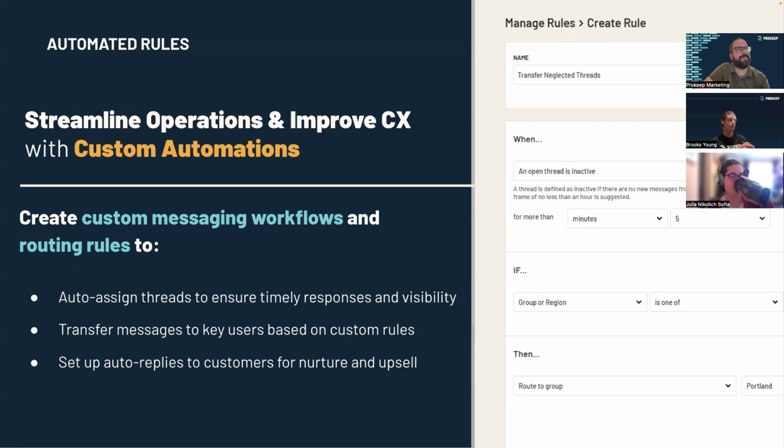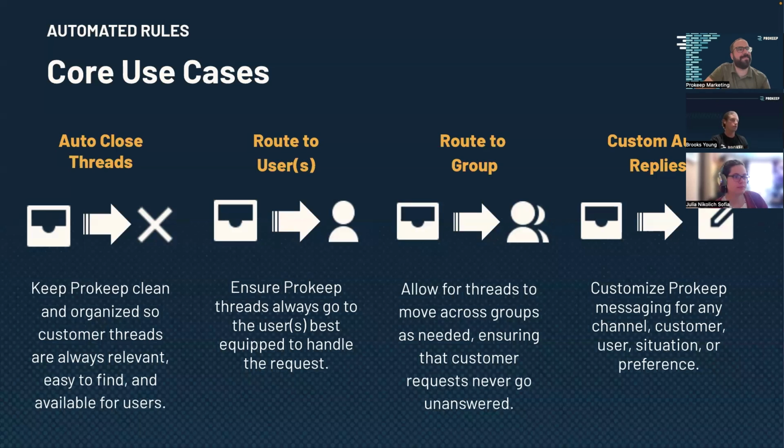So a lot of really awesome features that will hopefully allow you and your teams to be more productive and your customer experience to be that much better. So, Mike, if you want to go into the next slide, we can drop into some of the core use cases. We've broken these down into 4 different buckets: the auto closing of threads, routing to users, routing to a group, and then those custom auto replies, right?